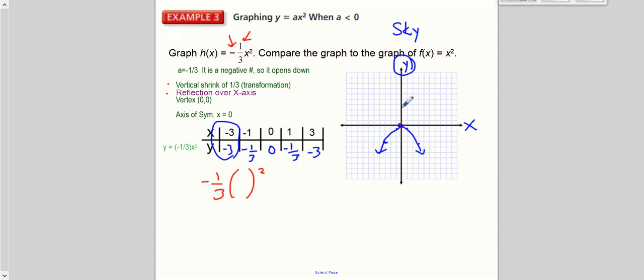Now, as compared to y = x², this has been flipped over the x-axis. That's our reflection. And then it was closer to the x-axis than the parent function. So that is a shrink. It's like it got squished. And there's our graph for y equals, or h of x equals, -1/3 times x².